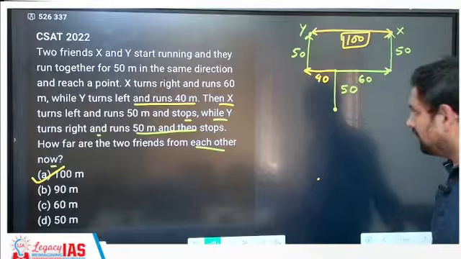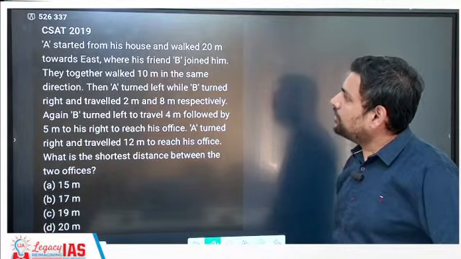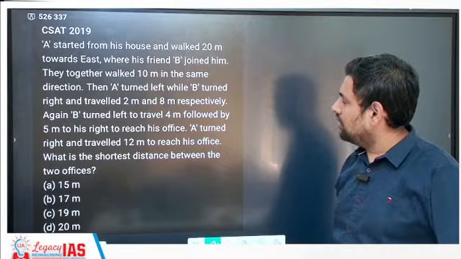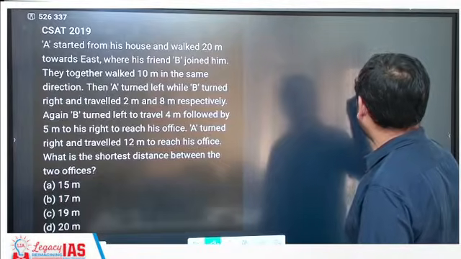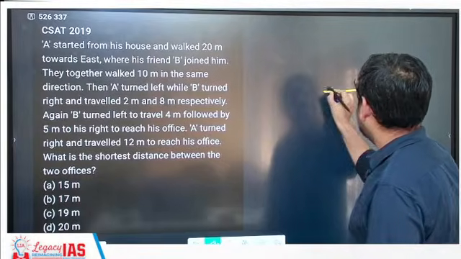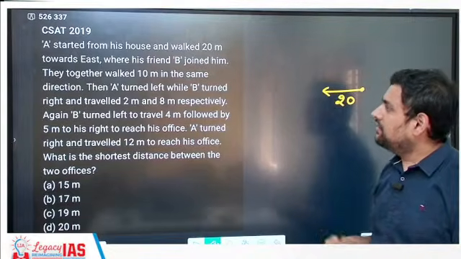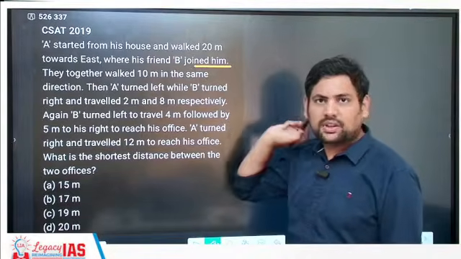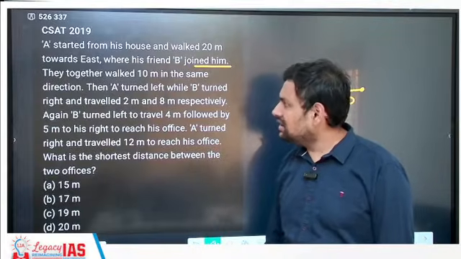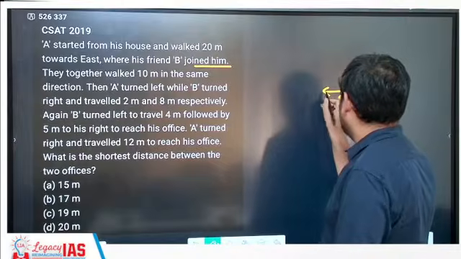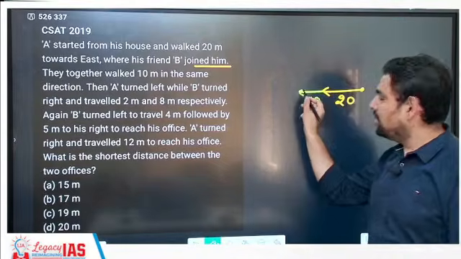Let's do another. A started from his house and walked 20 meters towards east. So A is here, walked 20 meters towards east, where his friend B joined him. They together walked 10 meters in the same direction. Now A and B both are here.